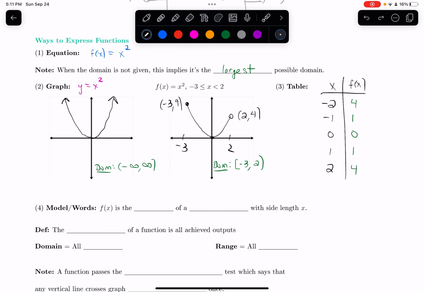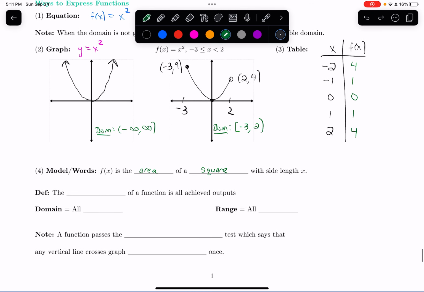So for this formula, f of x, one of the things I can say is that it happens to be the area of a square with side length x, right? Because the area of a square is that side length squared. Okay, so those are the 4 ways I can express a function.